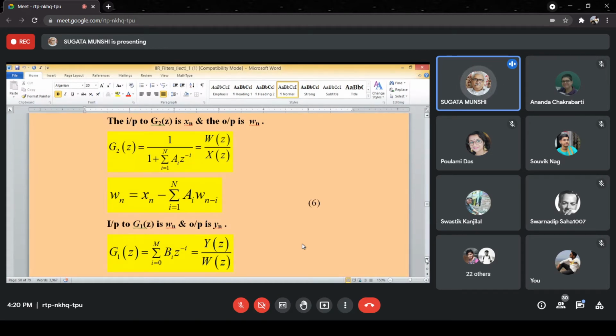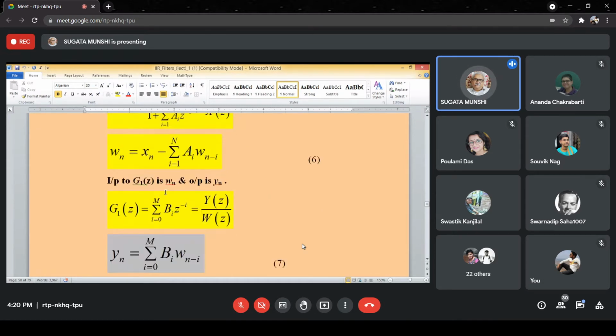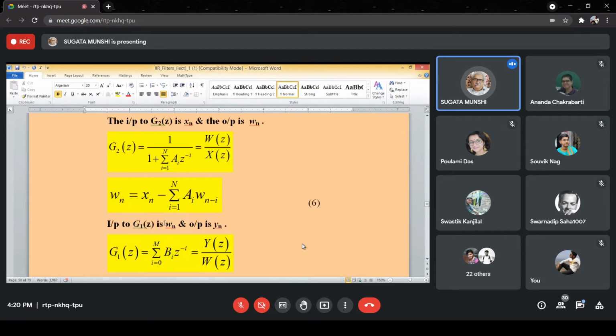So the important part is not to draw the structure, but to write down the difference equations. In case of these direct form structures, whether it is direct form 1 or direct form 2, we have a pair of difference equations. As for example, here we have these two difference equations to implement the system. These are the two difference equations that have to be programmed. When this system is to be implemented using software, these are the two difference equations that are to be programmed. There will be small subroutines for the computation of w[n] from x[n] and w[n-i], and then y[n] from w[n], w[n-i], etc.